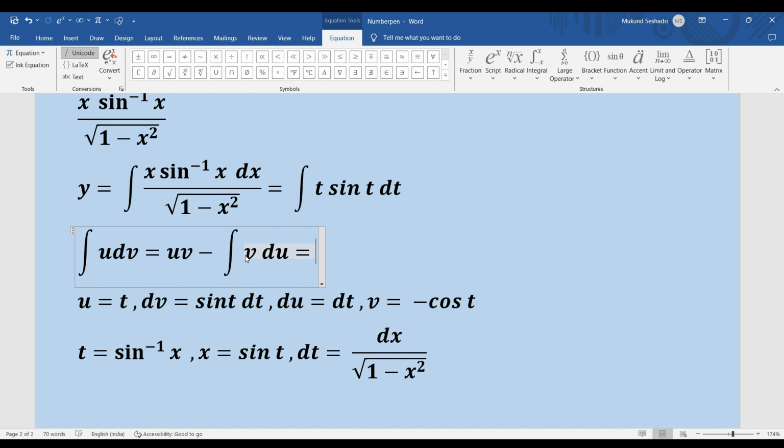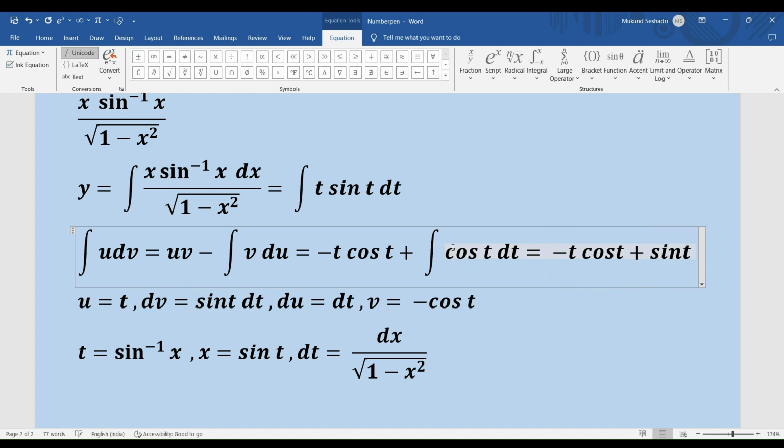I have my u, which is a t, I have my v, which is a minus cos t, and then I have my dv as sine t dt, and we arrived at v. We have a minus cos t, and therefore a minus into minus becomes plus. Because I remove the minus sign outside the integral, I have a cos t, and then I have my du, which is nothing but a dt, right? So this is what I have, and I know that this is not too difficult. Minus t cos t plus sine t, and then I have my constant, right?